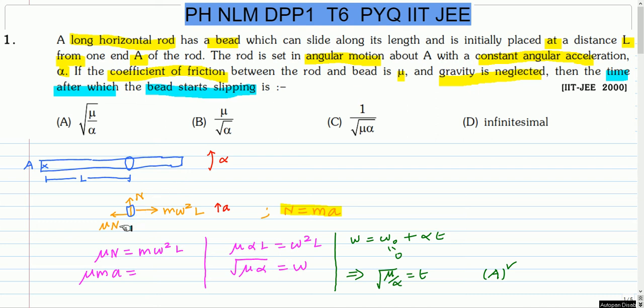Drawing the free body diagram of the bead, the centrifugal force is acting radially outward, m omega square L, and the friction force is mu into N, that is radially inward, and the normal reaction is the one which is pushing the bead in the circular motion. And let the bead accelerate with the linear acceleration a. So we get normal reaction as m into a, and equating the forces in the radial direction, we get friction force mu into N as m omega square into L. And normal reaction is m into a. So using that, we get mu into a as omega square into L.